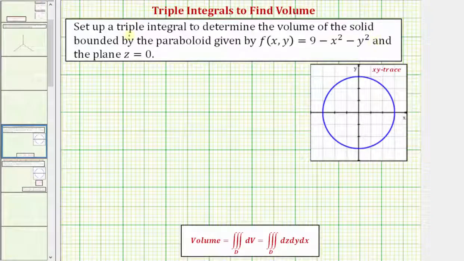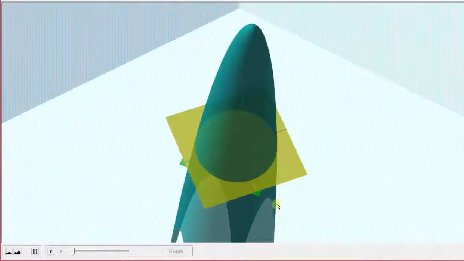In this example, we're asked to set up a triple integral to determine the volume of the solid bounded by the paraboloid given by f of x comma y and the plane z equals 0. The plane z equals 0 would be the xy plane. So looking at this graphically first, here we see the graph of the paraboloid, and in yellow we have the graph of the plane z equals 0, which is the xy plane. So we want to set up a triple integral in rectangular coordinates that will give us the volume of this solid here.